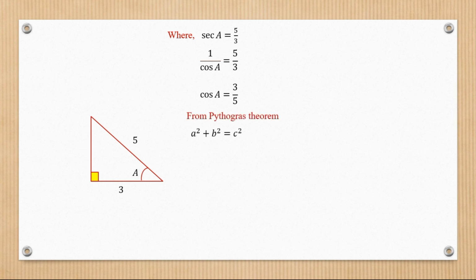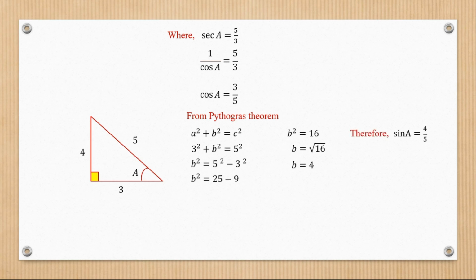So now a squared plus b squared is c squared, and then it means that 3 squared plus b squared is going to be equal to 5 squared. So when we make b squared the subject, we'll have b squared being equal to 5 squared minus 3 squared, of which b squared shall be the same as 25 minus 9, which is 16. Then we find the square root of 16, which shall be equal to 4. So therefore the opposite is 4. So what this means is that sine of a, of which sine is opposite over hypotenuse, shall be equal to 4 over 5.